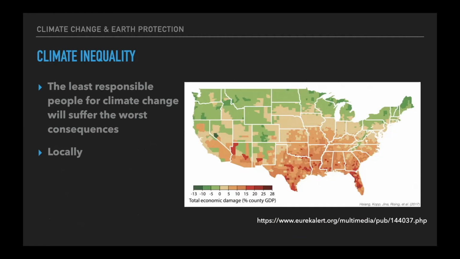So this climate inequality is really a problem where the least responsible people for climate change are going to suffer the worst consequences. And if we look at the prediction on this map here, we're seeing the prediction for economic damage as a result of climate change. So these darker, warmer colors are going to be the higher damage. And a lot of it happens in the South, where we see the vast proportion of our low income population. That's the people who are more likely to live below the poverty line.